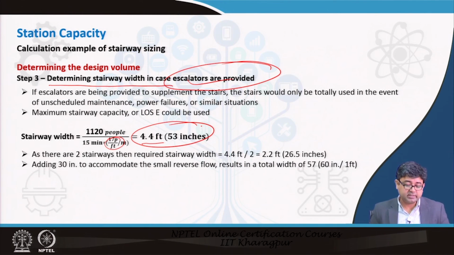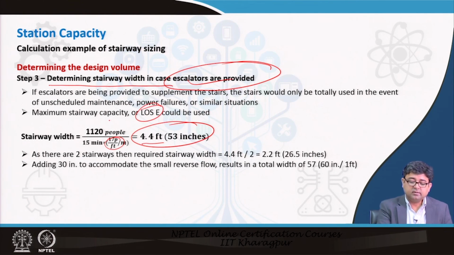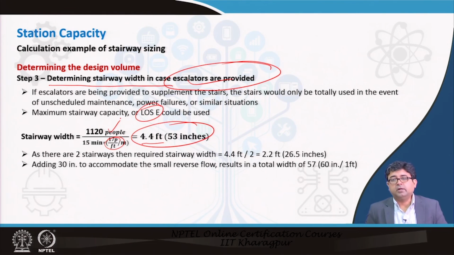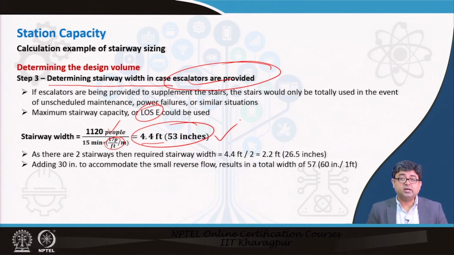The only thing that changes here, again, we assumed level of service C, that is 7 to 10 passengers per foot per minute, whereas here we assume a level of service E, which is 17 passengers per foot per minute, because that much load the stairway will not take, the load will be shifted to the escalators. So, there you get an understanding of how to develop the width of a stairway, assuming a certain capacity or level of service.